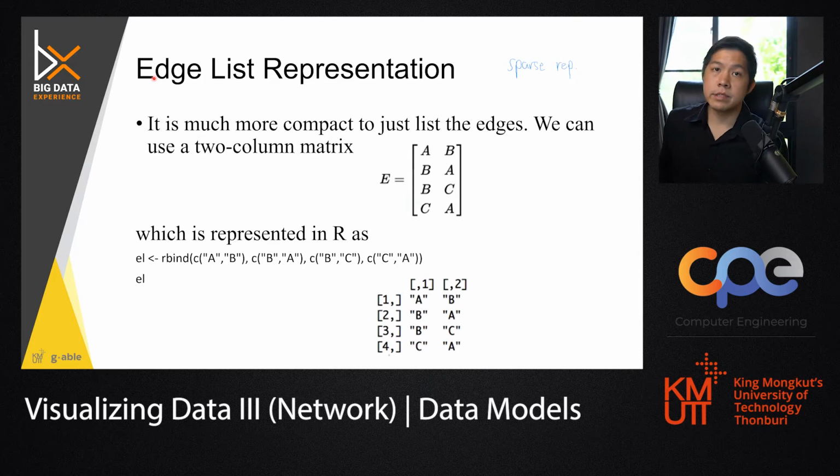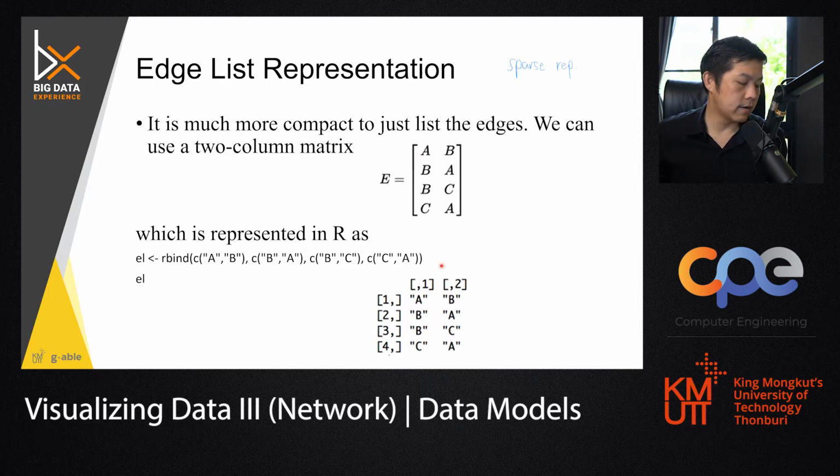Instead of representing it as an adjacency matrix like that, you can represent the graph as the relationships between nodes. And that is the edge list here. In the edge list, you can represent the graph as a list of edges. So for this one, we have edge number 1, edge number 2, edge number 3, and edge number 4. In R, it's just a matrix of two columns: the from node and the to node, the source and the target node.